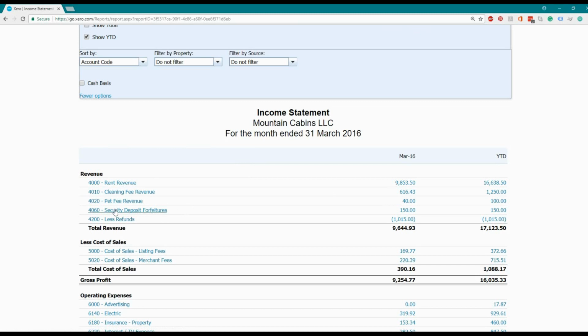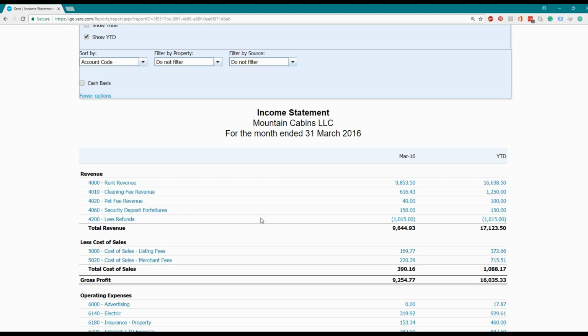One thing you'll notice, we have security deposit forfeitures. Now, we do not have a category for security deposits. Those are going to show up on the balance sheet, and we'll talk about that in that video. The reason they're not on the income statement is because they're not considered income. Very high possibility that you're going to have to give that security deposit back. It's not income to you, and so we're not going to count that as income. So why do we have this one?